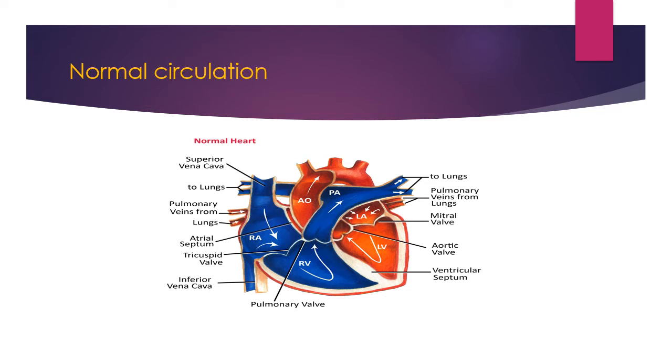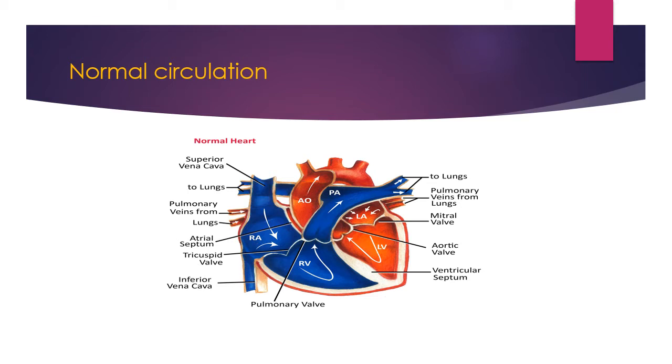The deoxygenated blood enters into the right atrium, meaning the right atrium is the receiving chamber of the deoxygenated blood. Here there are two colors, the first one is blue and the second one is red. The blue color indicates the deoxygenated blood and the red color indicates the oxygenated blood.